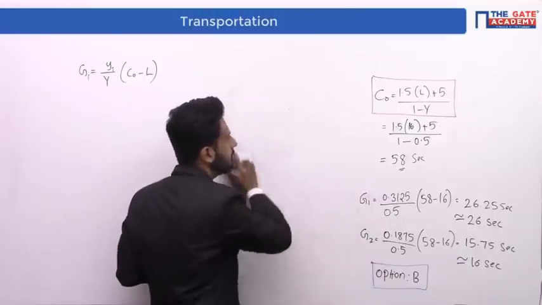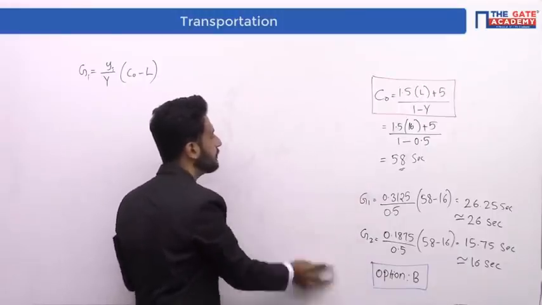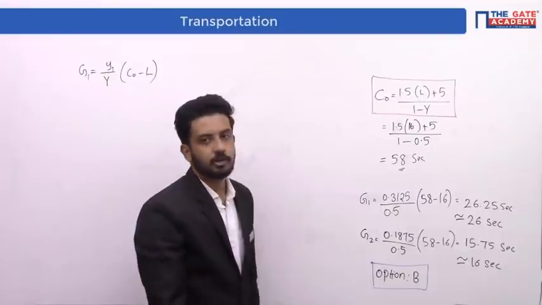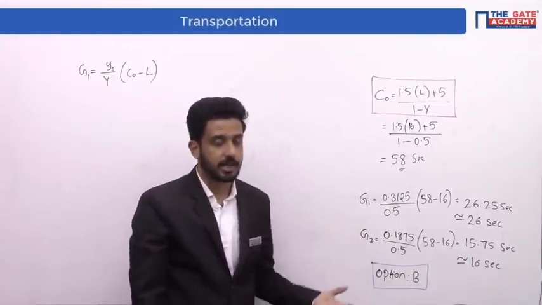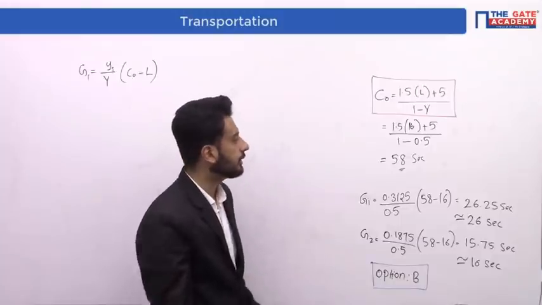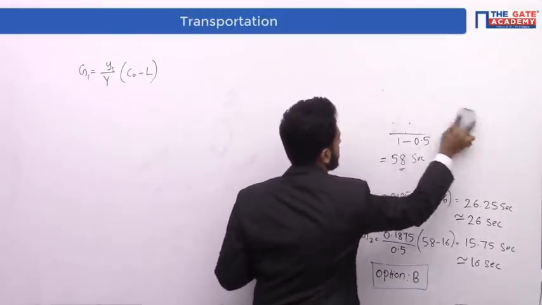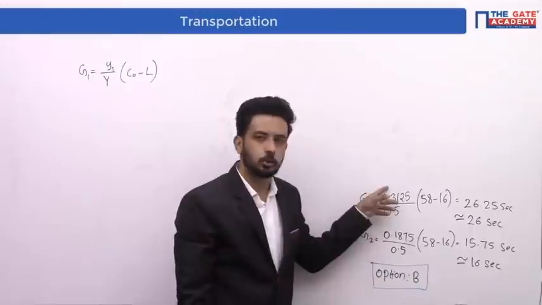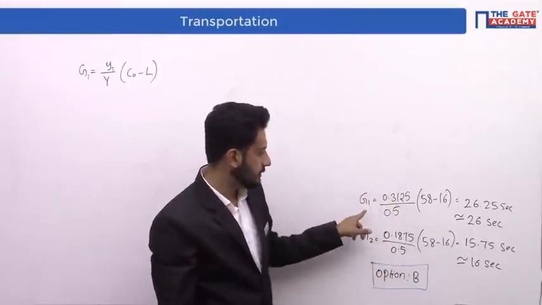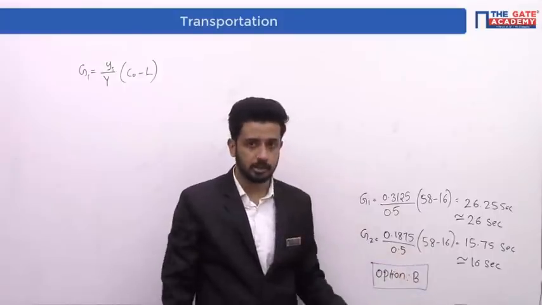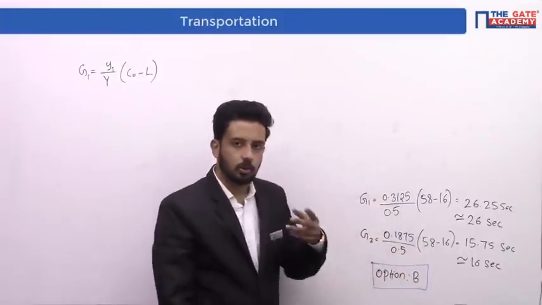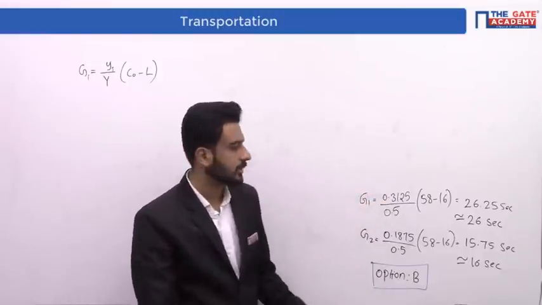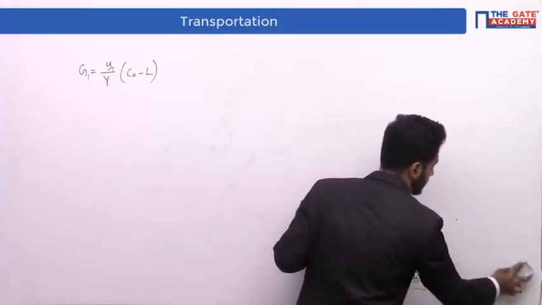Okay, and what is the value for C naught? The optimum cycle time. Very important equation from GATE point of view: 1.5 L plus 5 divided by 1 minus Y. Y is the ratio, L is the lost time per cycle, direct substitution. So you will get C naught equal to 58 seconds in this question, and only this part will change for each phase. The rest is common for all the phases; the only change is the ratio of normal flow to saturation flow for that particular phase. Okay, so you will get the answer.